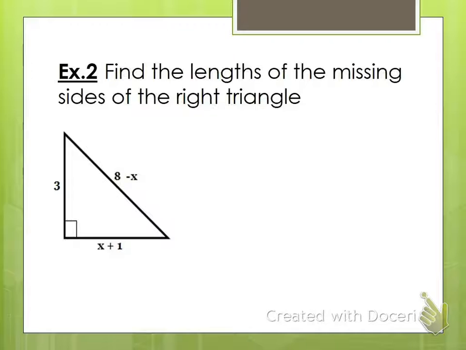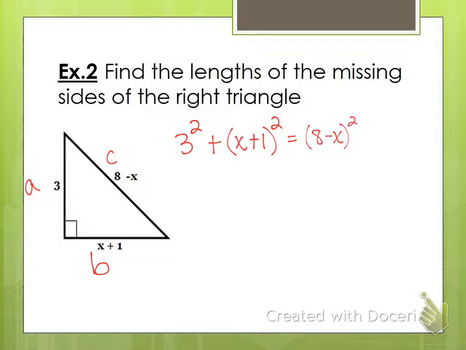All right, this time, again, the one that really matters is the hypotenuse. Which one is the hypotenuse here? 8 minus x is the hypotenuse. The other two, really, you could switch them if you wanted to, A and B. So we have 3 squared plus (x plus 1), the whole thing gets squared, so I put it in parentheses, equals (8 minus x) squared.